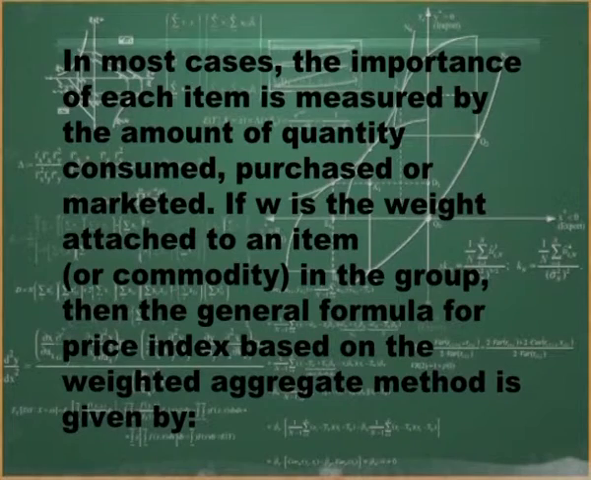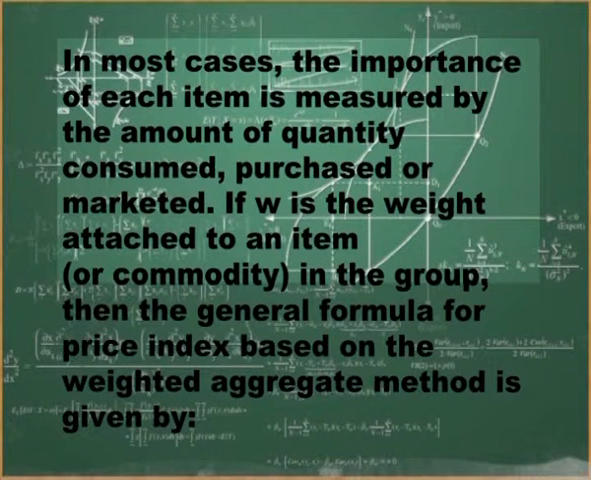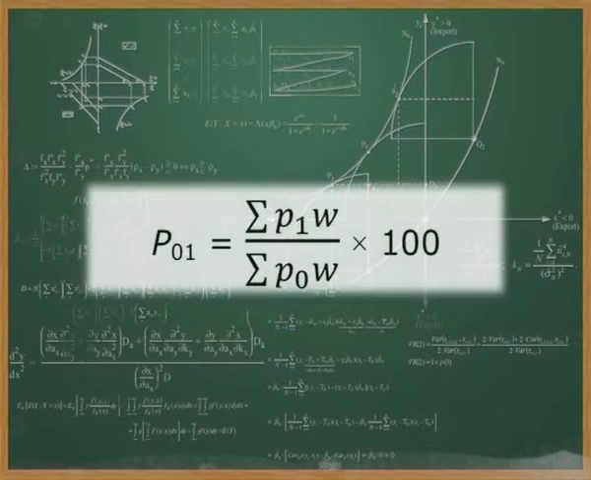This method is based on the simple philosophy that each item in the group should be weighted according to its importance. In most cases, the importance of each item is measured by the amount of quantity consumed, purchased, or marketed. If small w is the weight attached to an item or commodity in the group, then the formula of the price index based on the weighted aggregate method will be given as P01 equals sigma P1 into W divided by sigma P0 into W. The whole thing is multiplied by 100.